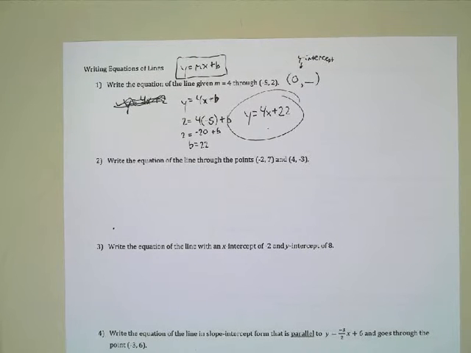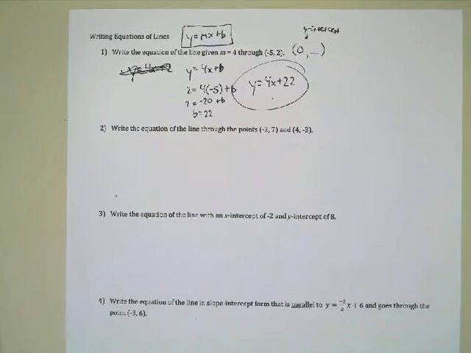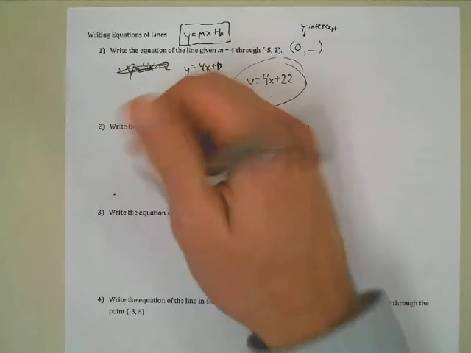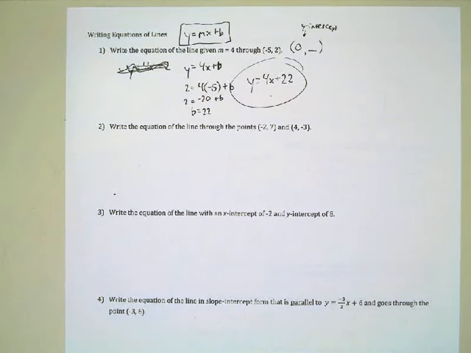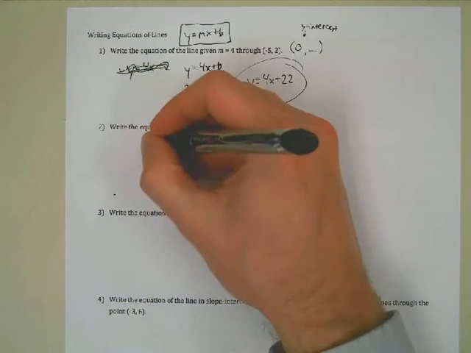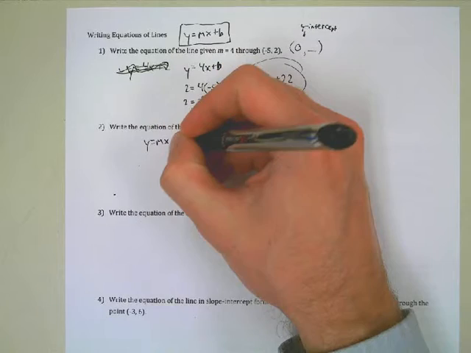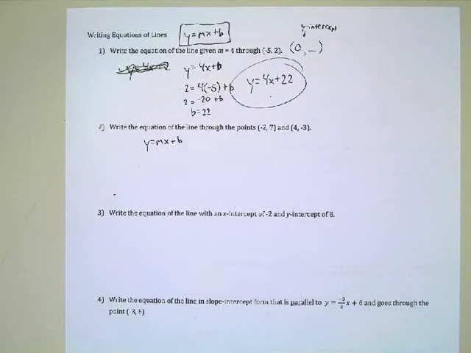All right, so number 2 says, write the equation of the line through the points negative 2, 7, and 4, negative 3. Okay, now we're really stuck, because we weren't even given the slope. So what should be our first kind of strategy here? Michael, what's something we can do for number 2 here? You solve for the slope using the coordinates given. Yep, exactly right. So we use the slope formula, right?